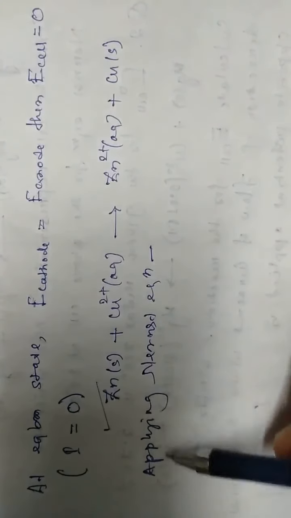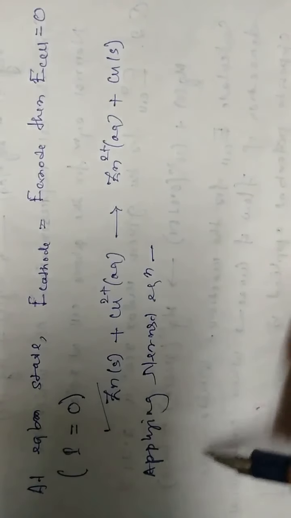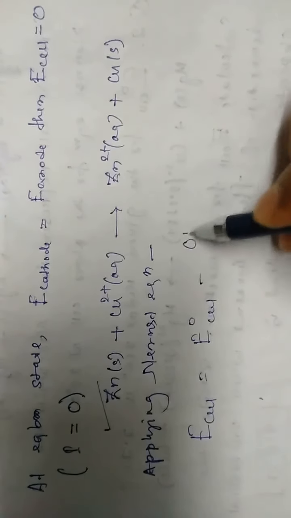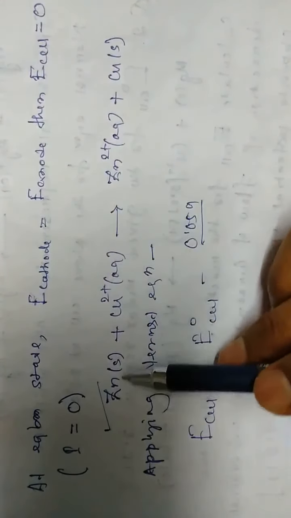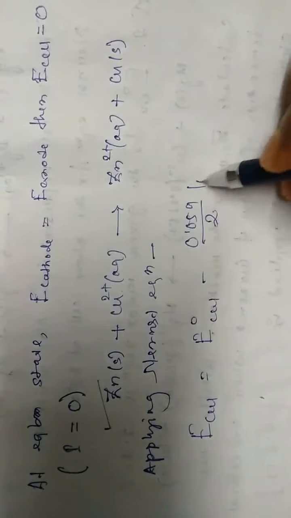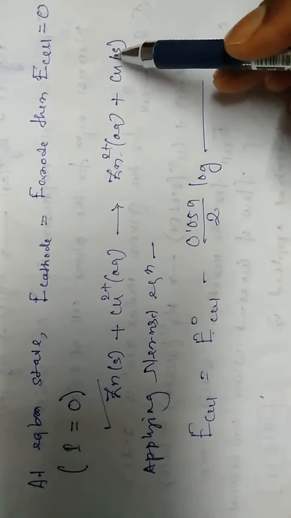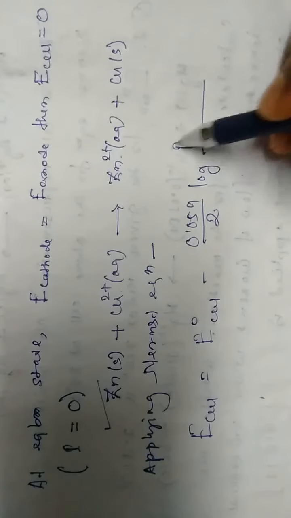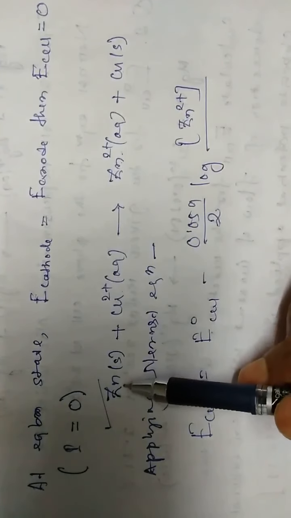Then applying the Nernst equation for this overall redox reaction of the Daniell cell, E cell equals E naught cell minus 0.059 divided by n, where 2 moles of electrons are involved in this redox reaction. During oxidation 2 moles of electrons are lost, during reduction 2 moles of electrons are gained. Then n equals 2, log of the concentration of product. What are the products? The concentration of zinc ion and the concentration of copper atom. Copper is in pure form, so its concentration is taken as unity. Then for the product we write only the concentration of zinc ion, divided by the concentration of reactant.